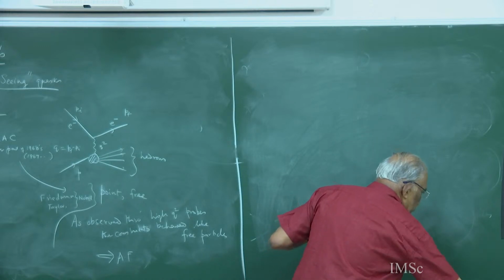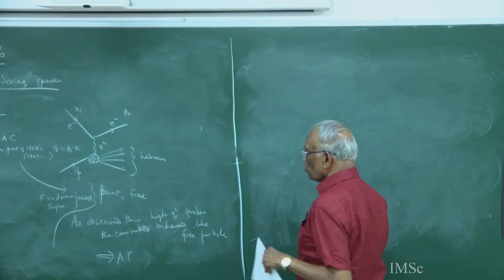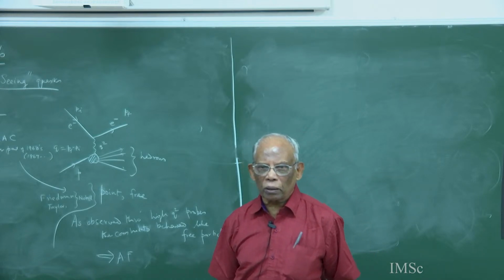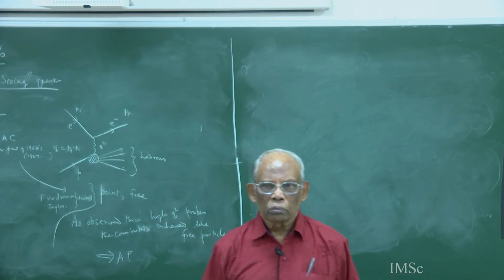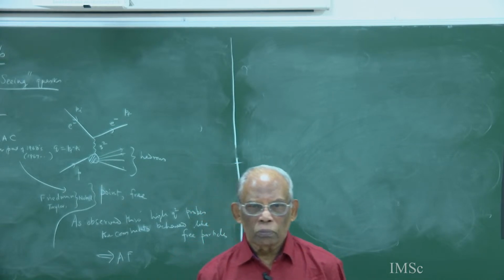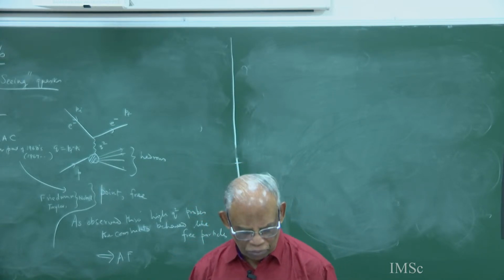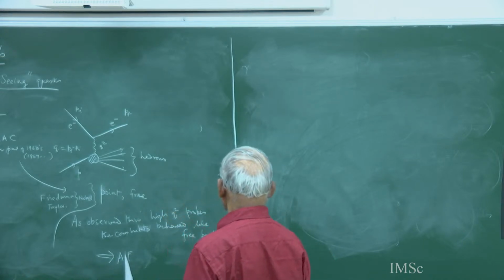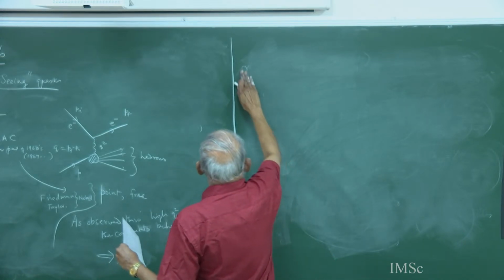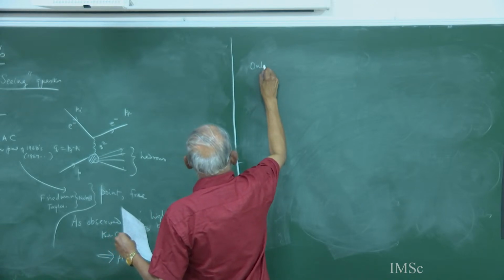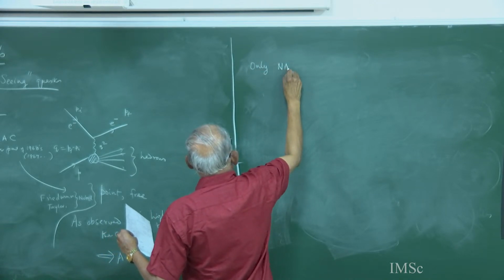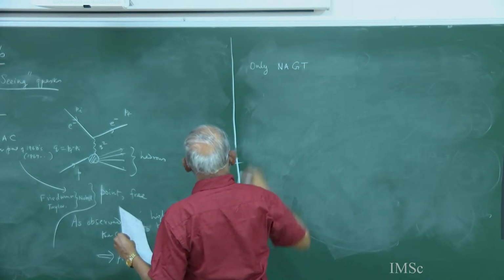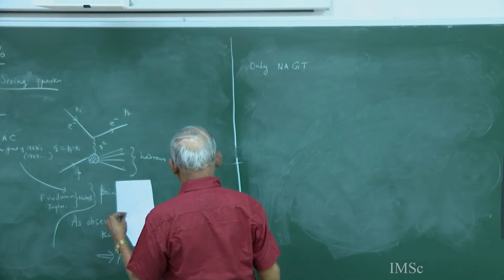What does this mean by asymptotic freedom? At asymptotically high energies, the particles behave like free particles. That's all. That was what was called asymptotic freedom. The discovery was that only non-abelian gauge theories, I don't know whether I have defined them, we will talk about them later, what are called Yang-Mills theories.